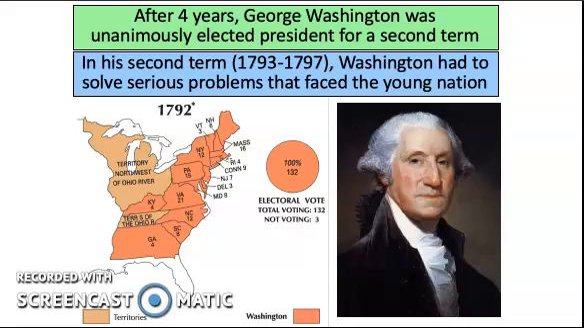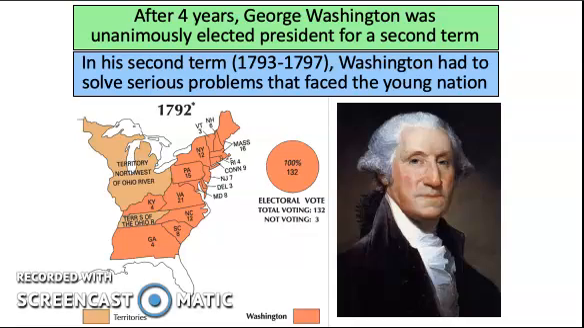Washington spends much of his first term just getting the government up and running, passing things like the Judiciary Act, getting the cabinet off the ground, dealing with the Whiskey Rebellion, though that'll be in 94. I mean, Hamilton's financial plan, there's so much going on setting up the government. Now he's got some more governance that he needs to do, and a lot of it's going to be taken up by these foreign policy concerns, dealing with foreign nations. So he has serious problems in his second term that faced the young nation.